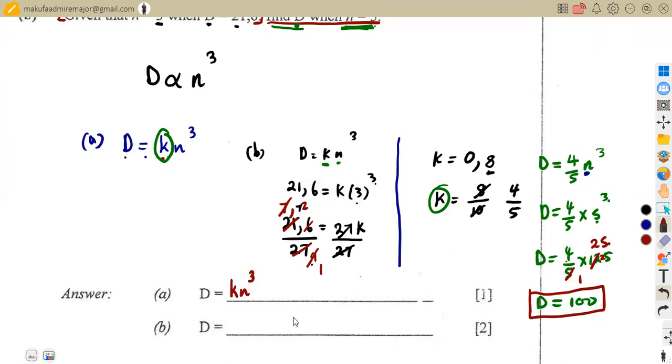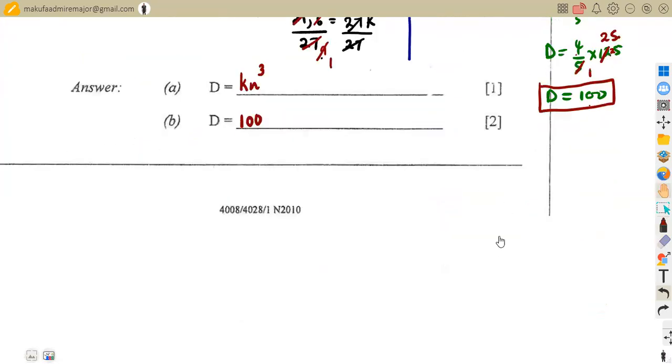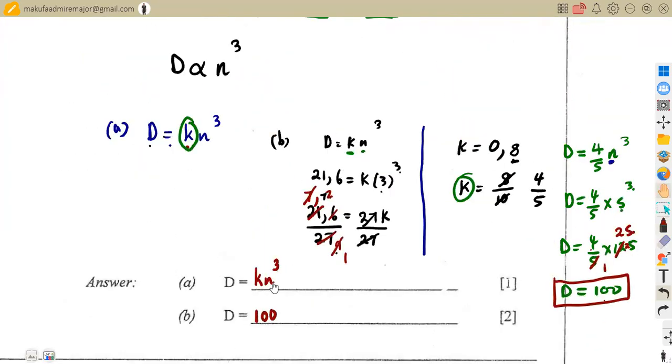This one, they're asking the value of d, which is the numerical value of d that we got as 100. So you're supposed to understand how to also present your answers on the lines that you're given there. Presenting of your answers is very, very important.